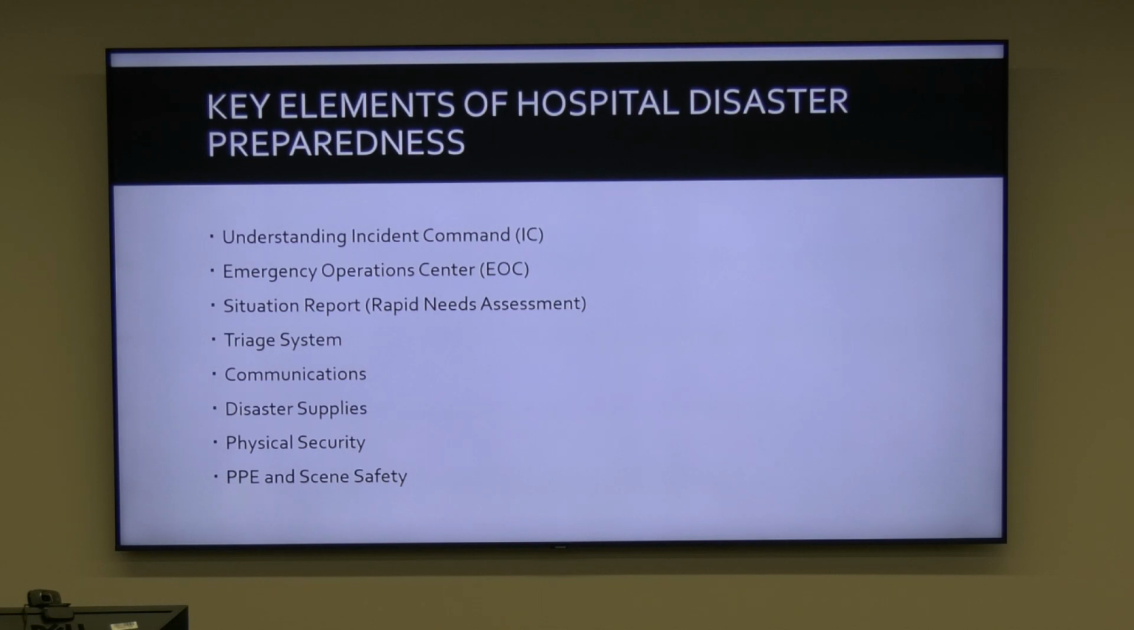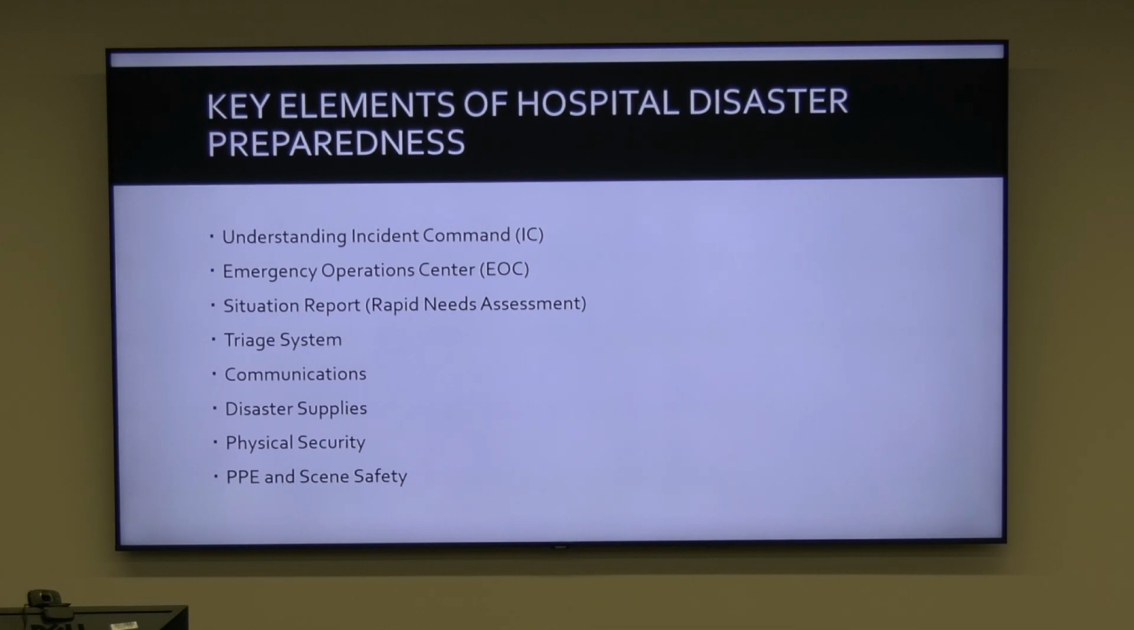So what are some key elements of hospital disaster preparedness? So this is kind of what I was referring to earlier that we would go over. Key elements are understanding incident command systems, or ICS. This I'll talk about in a little bit more detail, but it is basically the planning phase or the hierarchy of how to address a disaster or any situation where a task needs to be executed.